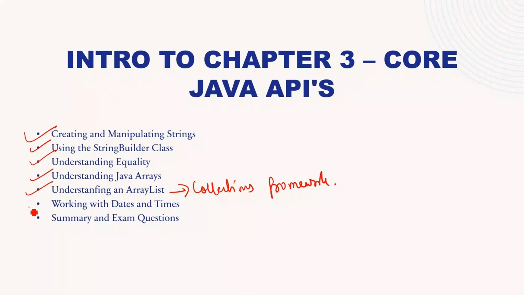Then we are going to talk about dates and times. We're going to see how you can manipulate dates and times using the new Java date API, LocalDateTime, and everything. All these classes we are going to see, and at the end we are going to wrap it up with some summary and some exam questions which are expected. Alright, let's dive into it with this first lecture in this chapter 3.